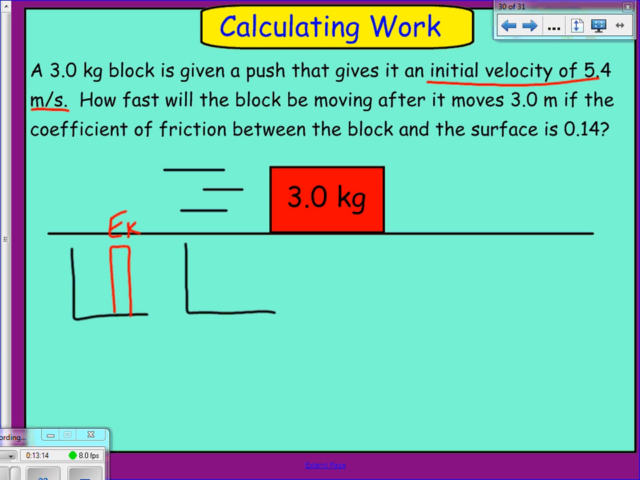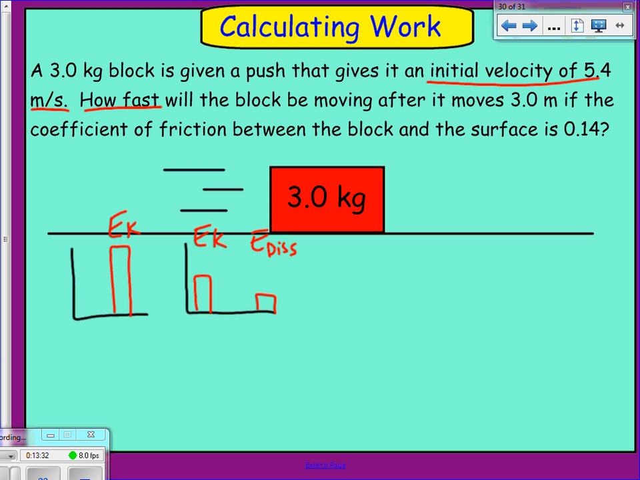Now, after the block moves 3 meters, it's still going to be moving something because it's asking how fast, but we know that some of it must have been lost to E dis. So let's say EK is now a little bit less, and we have now a little bit of E dis in our system.